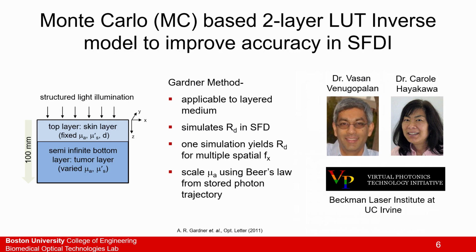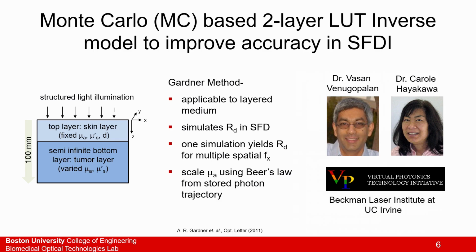And we used a method provided by Gardner et al. to model the tissue. Most importantly, because it is applicable for layered mediums such as this, it simulates RD in spatial frequency domain by taking into account complex photon weight. One simulation yields RD for all spatial frequencies that you're interested in, and it's also possible to scale μA using Beer's law from a stored photon trajectory.